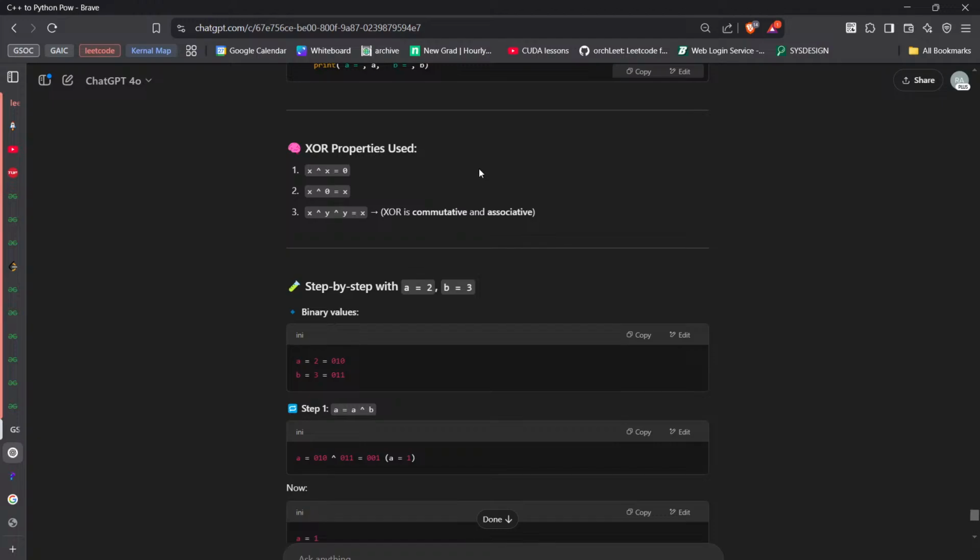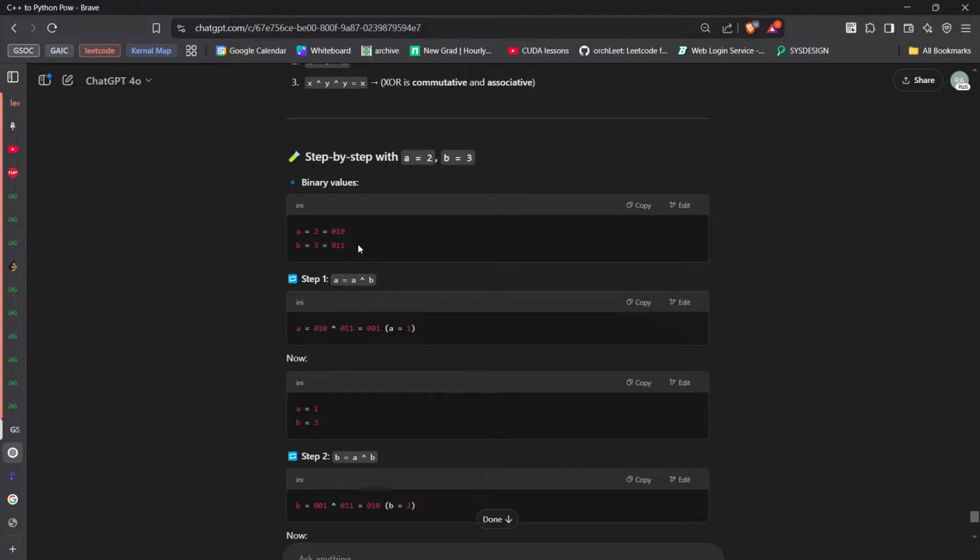It gives me 0 every time. Only when it is XORed with 0, it gives me the number. That is the property to remember. And it is commutative and associative. Step 1: A is equal to A XOR B.